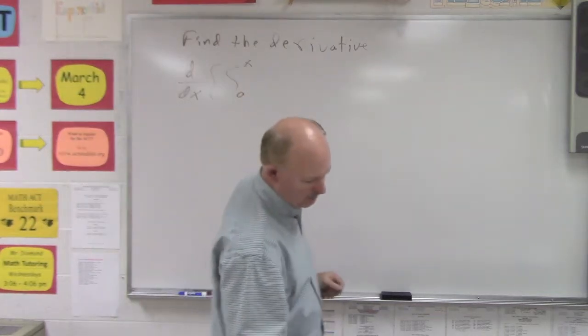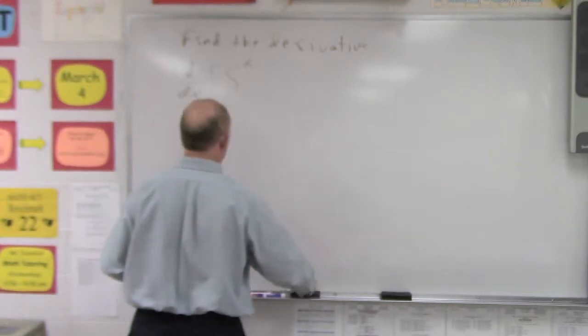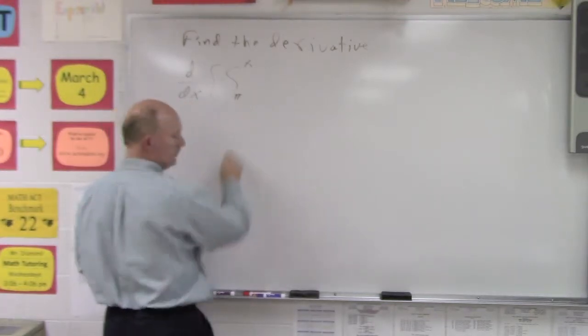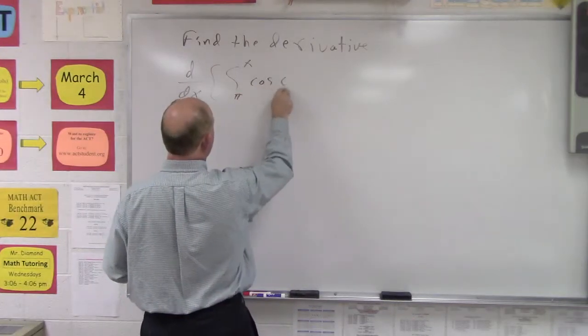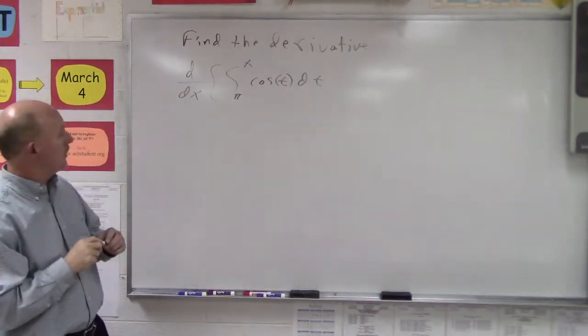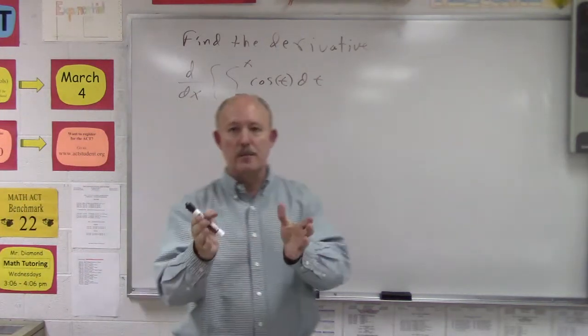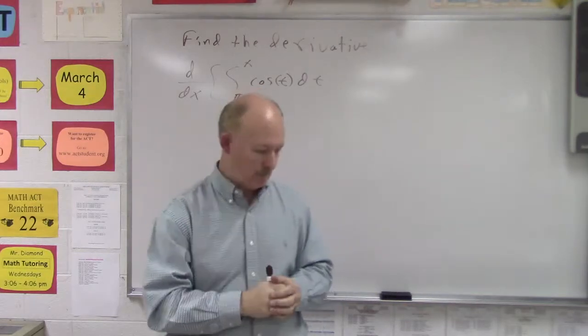And this time we'll do from pi to x. So we need a constant for our lower bound, so from pi to x of cosine t dt. Right, so we're going to take the definite integral from pi to x, and then we're going to take the derivative after that.